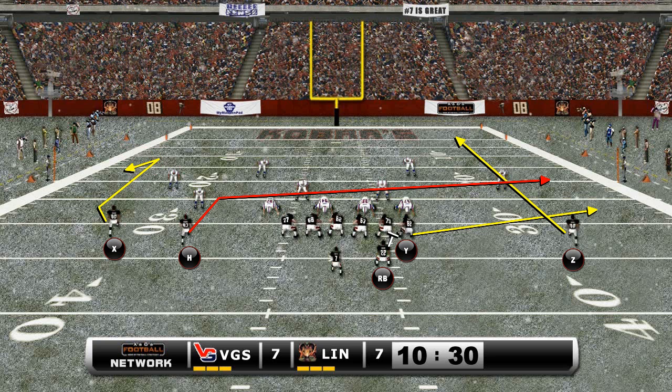And then to the inside of him, it's going to be the slot receiver. We're going to call him the H receiver. Now, he's going to run this crossing route. As you look at it, he's going to run it from left to right on your screen.